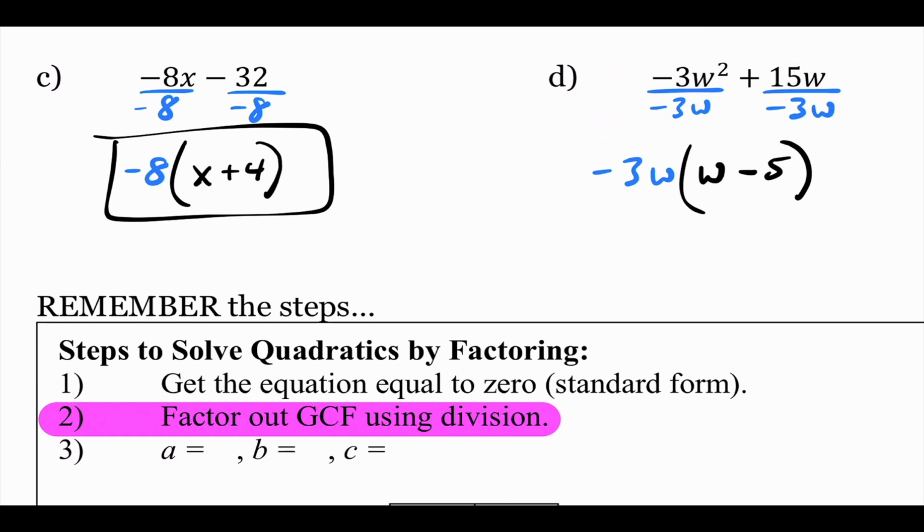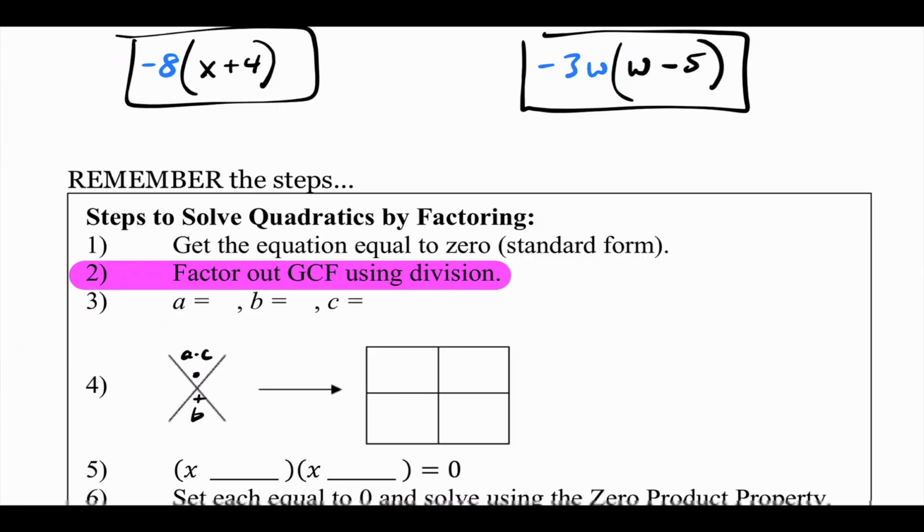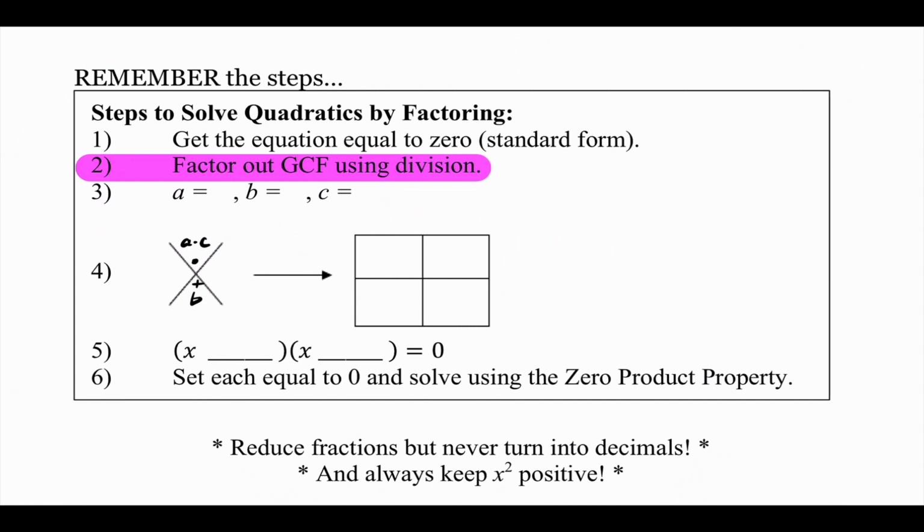Okay, so that's practicing step 2, the new step, how to factor out a GCF. Everything else is the same. Step 1 is the same. Get it equal to 0, get it in standard form. Also, we're going to need to get it in descending order. Descending order means from highest power to lowest power. Highest power is first, lowest power comes last.